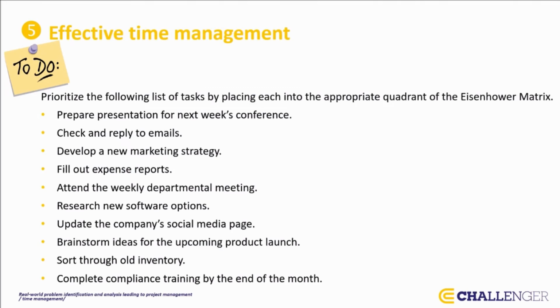So here's an example using this matrix. Now you have to prioritize the following list of tasks by placing each one into the appropriate quadrant of the matrix. You have 5 minutes to do that.